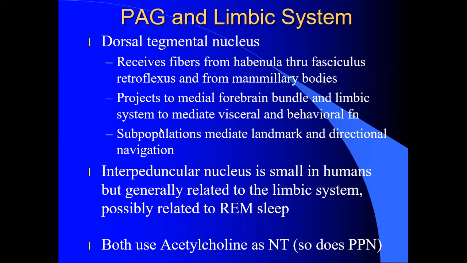But then this was interesting. It has some populations within the periaqueductal gray whose function seems to be landmark and directional navigation. Again, it fits with the concept of finding your way around if you're a primitive nervous system. But it's interesting that you can demonstrate this in mammals. And so that I think was interesting. Also here in the midbrain, you have the interpeduncular nucleus, a very small nucleus in humans, mainly relating to the limbic system. Both of these are cholinergic.